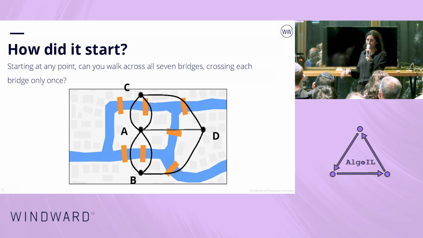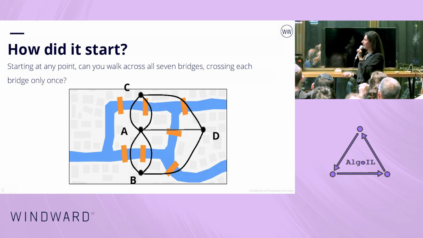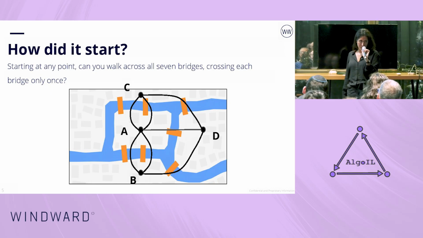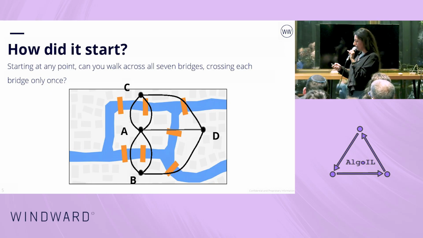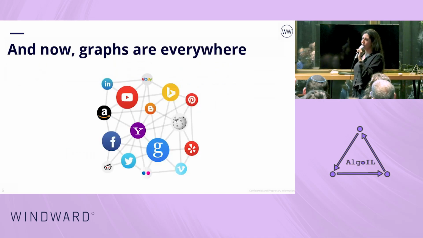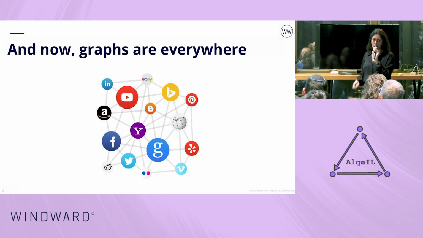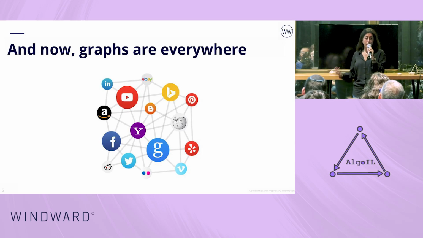So I tried to answer this question. I tried a few paths. It didn't work. And the thing is, you shouldn't try too hard. Euler proved 300 years ago that it's impossible to do it. He proved it using graphs. He modeled his town by 4 entities who have links between them. And now graphs are basically everywhere.